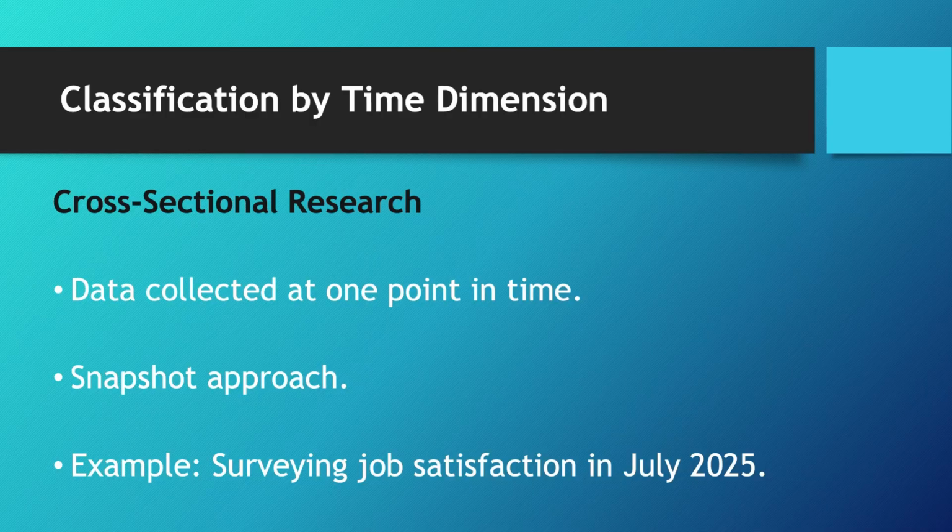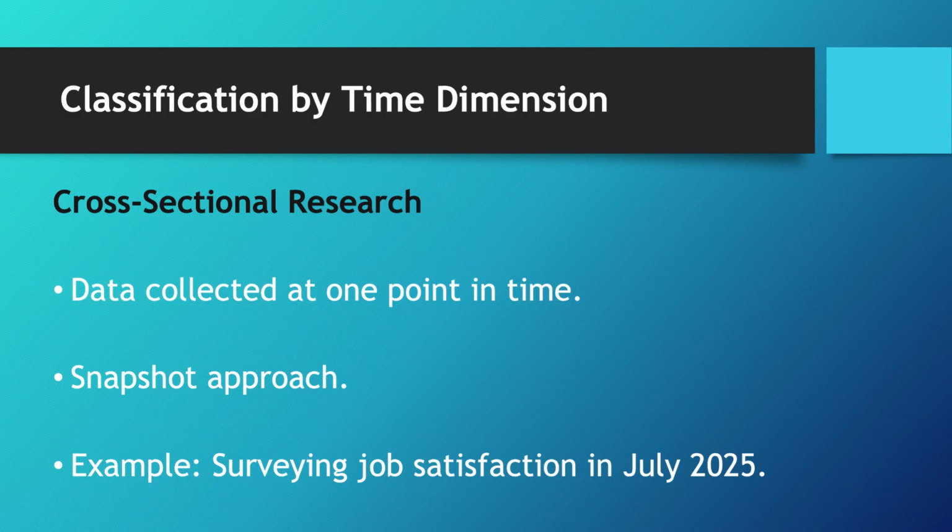We also have classification by time dimension. When we talk about time dimension, it means how long it's taking for the research to be conducted. And for that, we have what is called a cross-sectional research. That's the first type. The goal is that data is collected over a short period of time, over a point in time, what we call the snapshot approach.